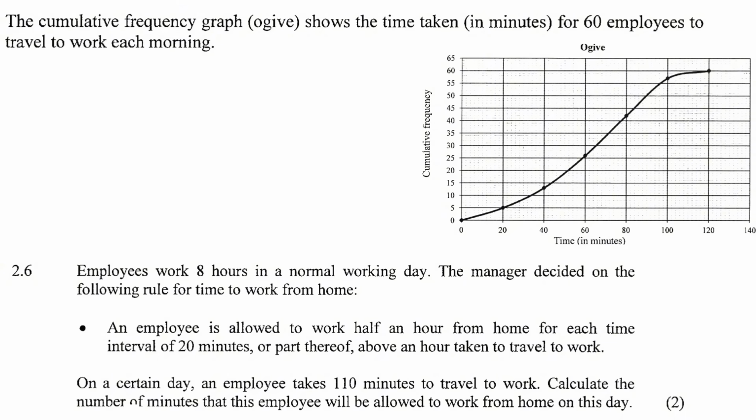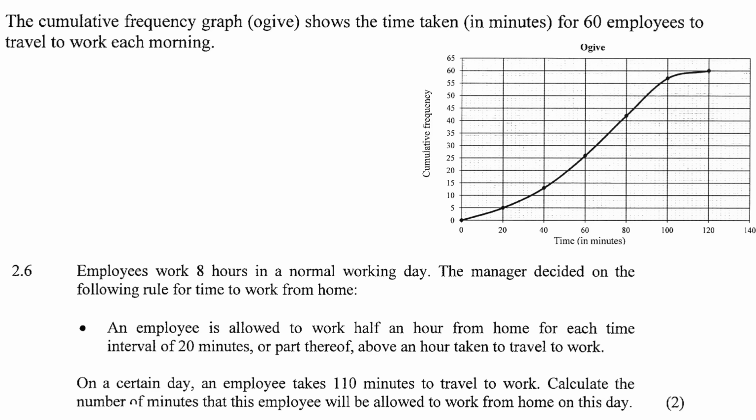Employees work 8 hours in a normal working day. The manager decided on the following rule for time to work from home. An employee is allowed to work half an hour from home for each time interval of 20 minutes or part thereof above... and okay. I'm reading this and I'm just like, my bro, I have no idea what they're saying. But don't worry, we're going to read it again. Employees work 8 hours in a normal working day. Okay, I understand that. The manager decided on the following rule. Okay, let's see what this decided.